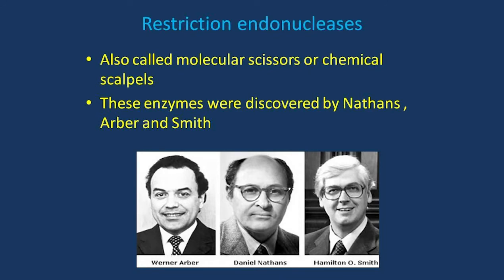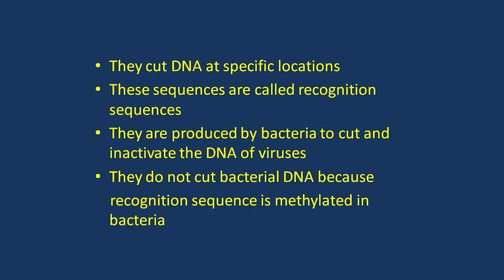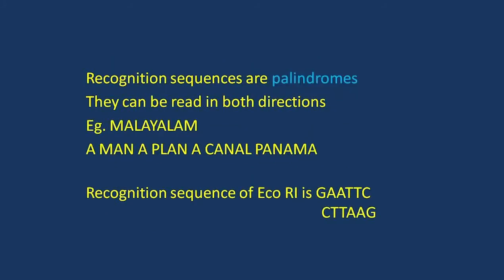They are also called molecular scissors or chemical scalpels. They were discovered by Nathan Smith, who got Nobel Prize for this discovery. These enzymes cut DNA at specific locations. They are called recognition sequences. They are produced by bacteria to cut and inactivate the DNA of viruses. They do not cut bacterial DNA because the recognition sequence is methylated in bacteria. These recognition sequences are palindromes.